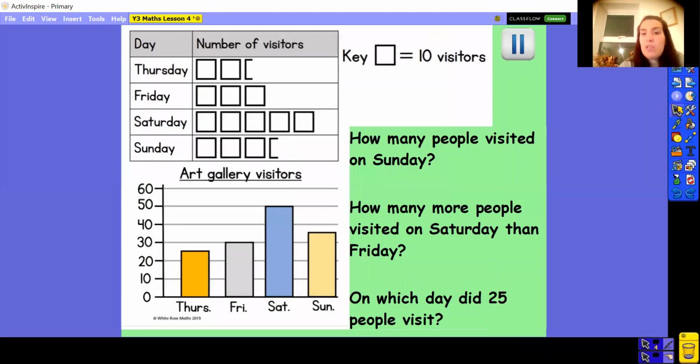Okay, here's another bar chart. Now this bar chart is alongside a pictogram like the ones we were looking at yesterday. And you can see here that the pictogram key shows that a square is worth 10 visitors. And actually that matches my bar chart because if I look at my y-axis, I can see that it's counting up in tens. I've got 10, 20, 30, 40, 50, 60. So I'd like you to pause the video, see if you can answer these 3 questions using the pictogram and the bar chart.